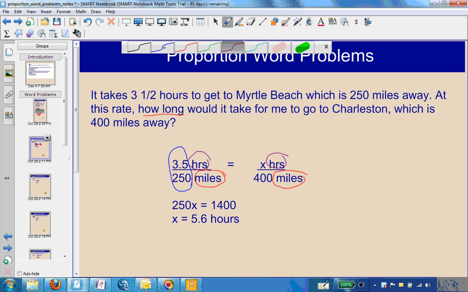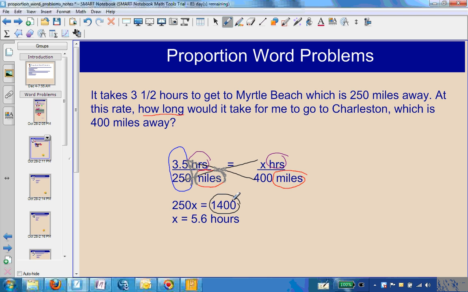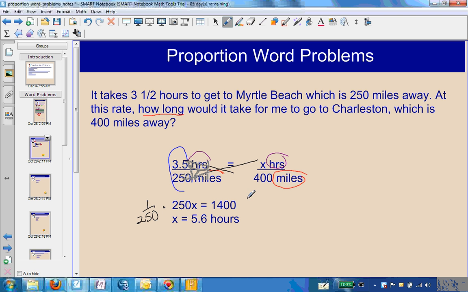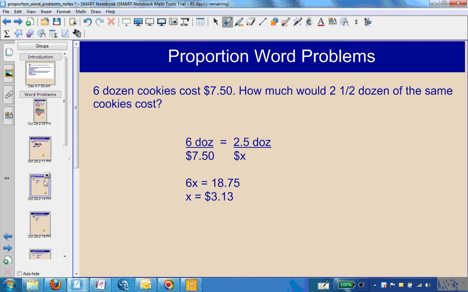3.5 times 400 and 250 times x. I'm going to do 250 times x first to get 250x, and 3.5 times 400, which gives me 1400. Now I'm going to divide both sides by 250, or multiply by the reciprocal, however you want to do it. It's the same thing as divided by 250, and I get x equals 5.6 hours. Again, you can do a check step by putting 5.6 hours in the place of x and cross multiplying to see that the two proportions are equal to each other.